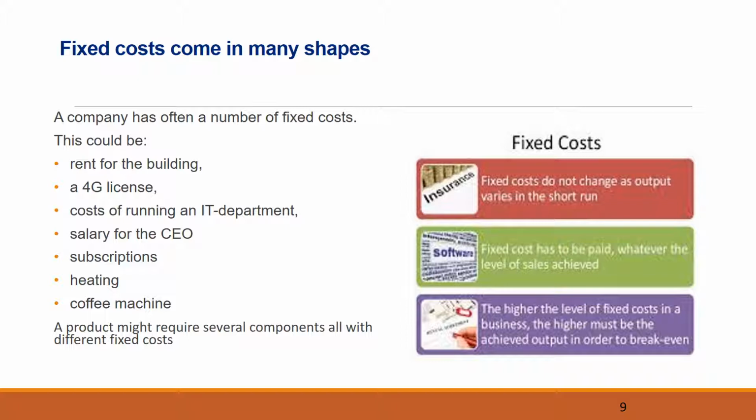A company often has a number of fixed costs, depending on the line of business and sector. This could be rent for the building, a 4G license, costs of running an IT department, and the salary for the CEO.